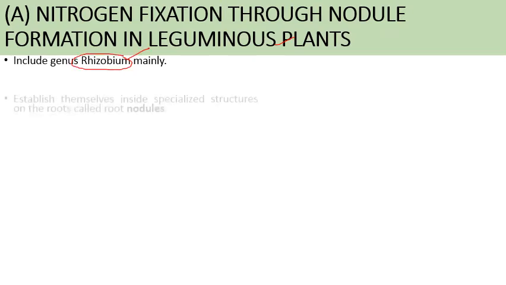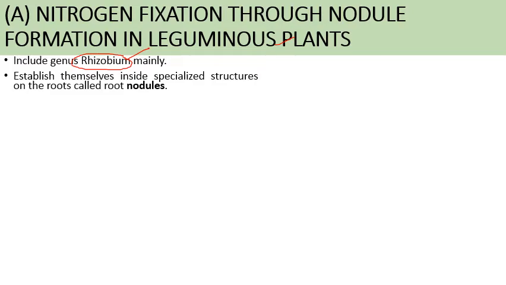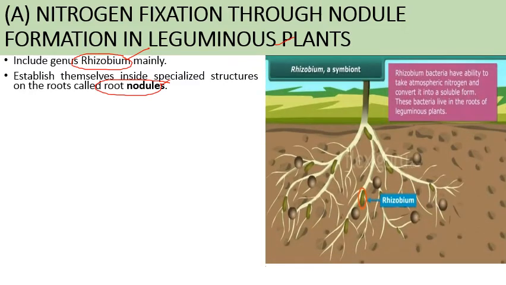So first category includes nitrogen fixation through nodule formation in leguminous plants. It includes genus Rhizobium mainly. जो Rhizobium genus है इसको ये include करता है. It establishes themselves inside a specialized structure जिन्हें कहते हैं nodules, root nodules. So this root system और जो इसके साथ associated soil का area है इसे बोलते हैं rhizosphere. इसमें बहुत सारे microbes होते हैं. Only Rhizobium is able to form the association with the leguminous plants. ये हम पढ़ेंगे host specificity in detail में.